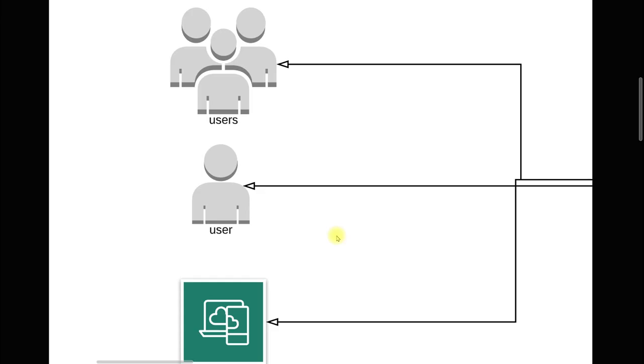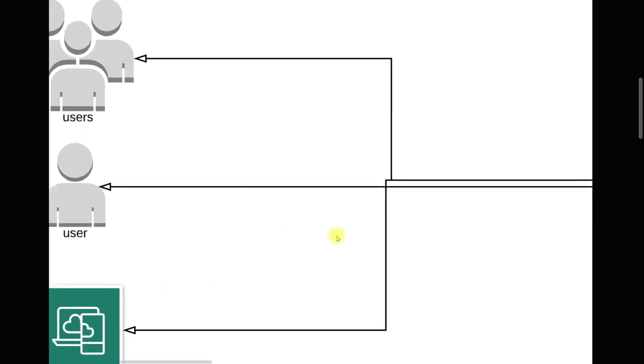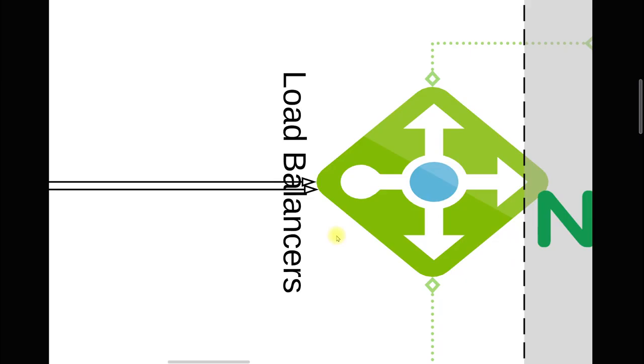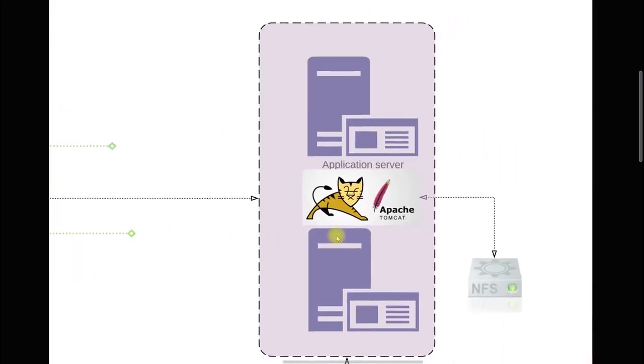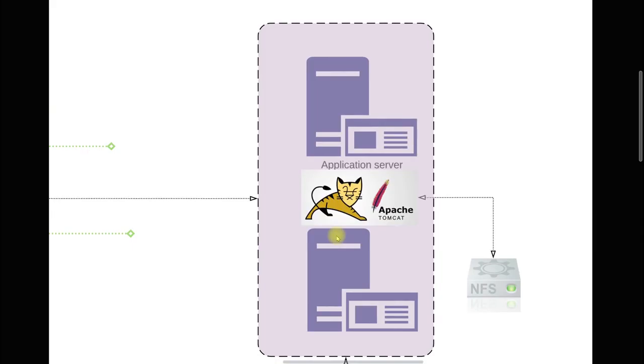Architectural design. After setting up our stack, the user can access our services from a browser by entering an IP address or an endpoint. The user will be redirected to the load balancer. So we're going to set up the Nginx service, which will act like a load balancer. The Nginx service is then going to forward the request to the application server. Apache Tomcat will be our application server where our Java application will be running. We can even have a shared storage by using NFS.